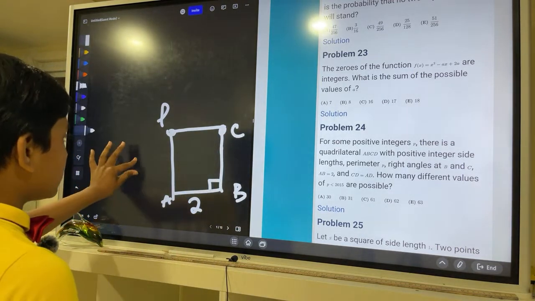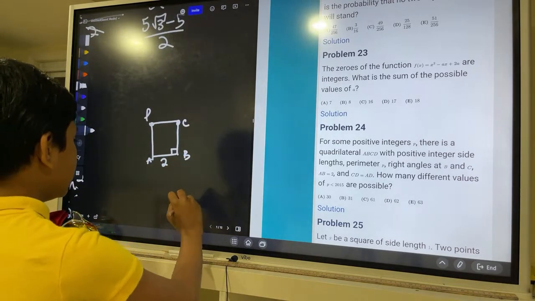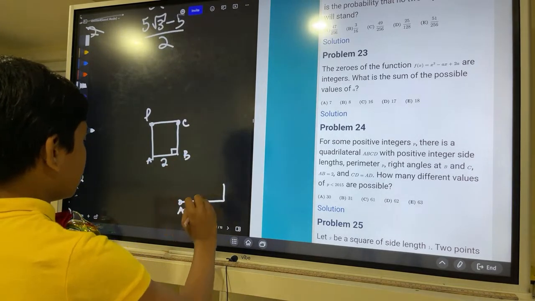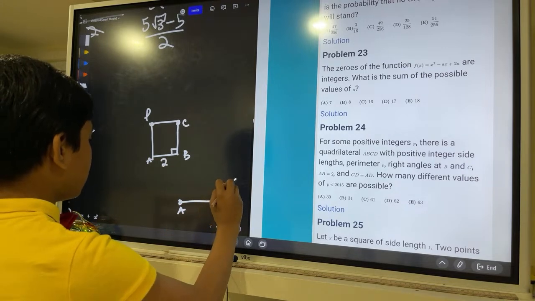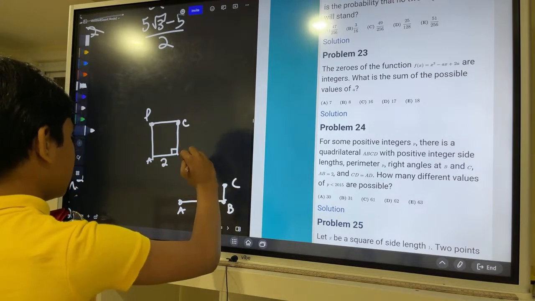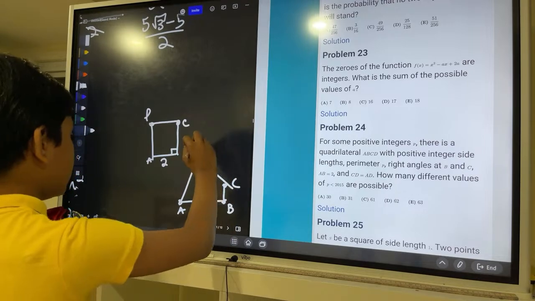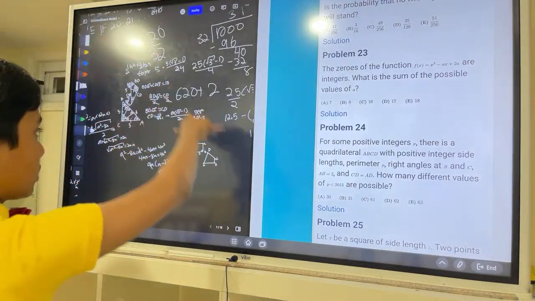Oh, it didn't mention anything about BC being the same, so we could have C being really sloppy and then this being a possibility. I don't want to explore that.